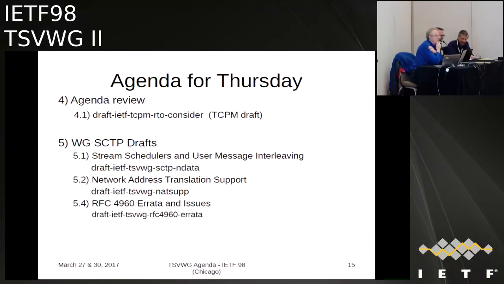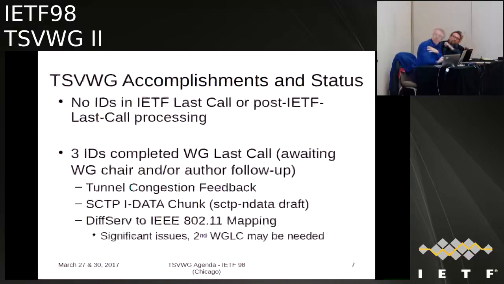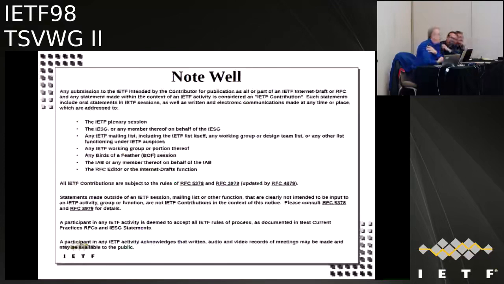So we're going to get started with discussing the agenda for today's meeting. You've all seen the Note Well. The Note Well we presented in the last meeting applies now. Have you got a copy of the Note Well? There you go. That's the Note Well. Isn't it lovely? But it is important.